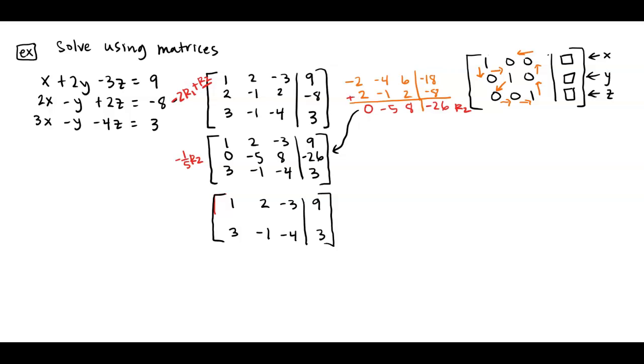So if we take -1/5 and times it through here, we got 0. -1/5 times -5 is 1. -1/5 times 8 is -8/5. Right? Just multiply across the top, multiply across the bottom, and then -1/5 times -26 is going to be +26/5. Okay, so I get these fractions, but again, try not to freak out, because you can do this.